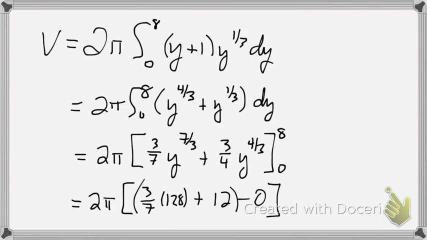Was it 384 over 7? All right. Redeemed myself slightly. So we wind up with, if I did my math right, 936 pi over 7. Yes. Cubic units.